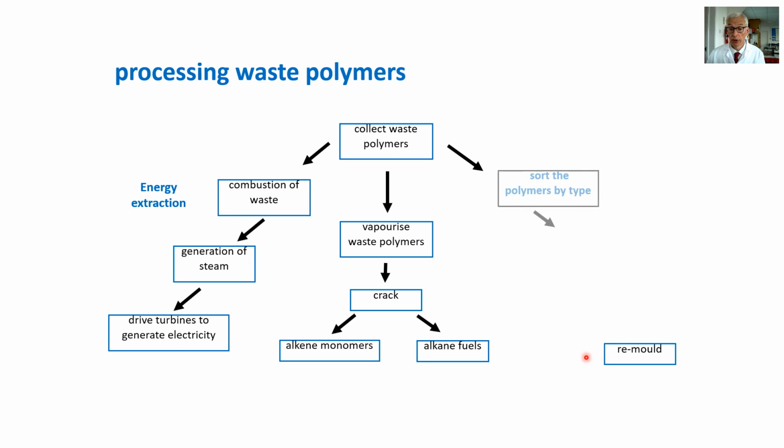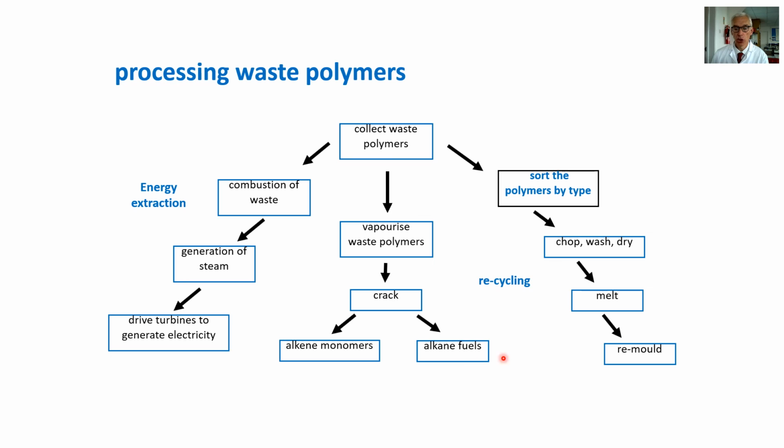Okay, so moving on. This is the only processing that requires the sorting of polymers by type. So this is a costly step. Having done that, they're chopped, washed and dried. They then require energy expenditure on melting and are remolded.